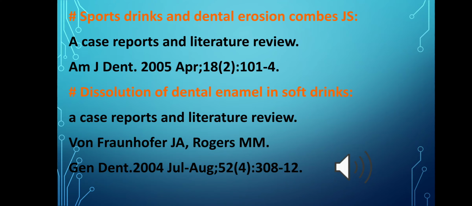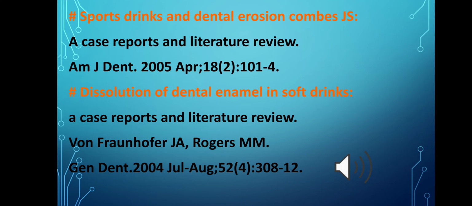Another article about soft drinks is "Dissolution of dental enamel in soft drinks." The abstract: a high percentage of the population consumes a variety of soft drinks on a daily basis. Many of these soft drinks contain sugar and various additives and have a low pH. This study compares enamel dissolution from both regular and diet beverages. For example, 7-Up contains a high content of fructose.